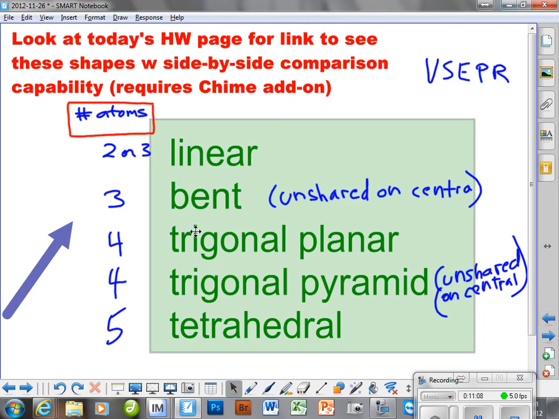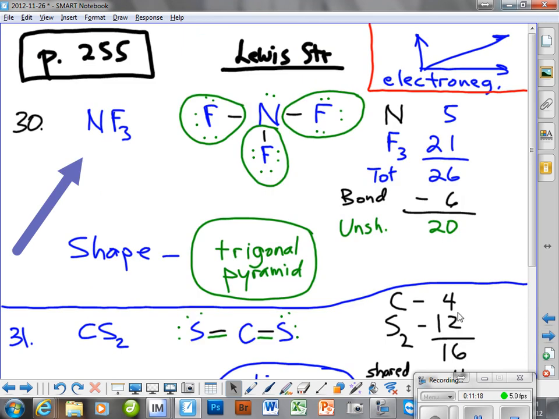Here's the trigonal pyramid, and the trigonal pyramid has unshared pairs on the central atom. They both have a total of 4 atoms in them. So, having 1, 2, 3, 4 atoms, and having an unshared pair on the central atom, unshared pairs out here on the fluorines don't matter. These unshared pairs don't affect the shape.